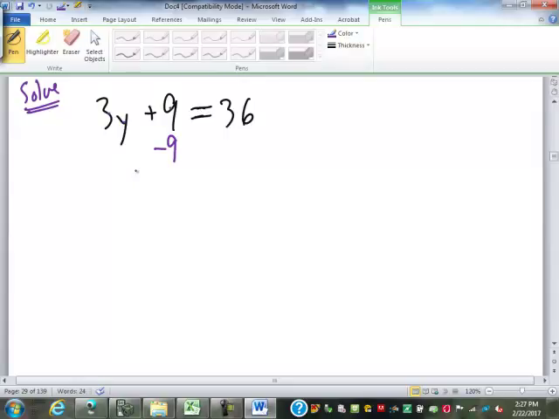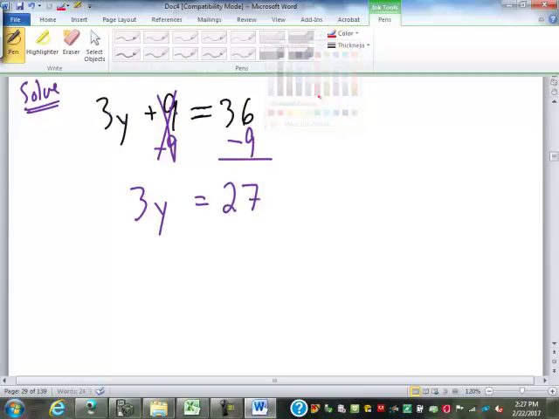So to take it apart, we reverse that. We subtract the 9 first. That 9 is gone, leaving us with 3y. We have to make sure we subtract the 9 from the other side of the equation as well. So 36 minus 9 is 27. What's the next thing we need to do? Divide by 3. Perfect. So that 3 is gone. We have to divide by 3 on the other side. 27 divided by 3 is 9.